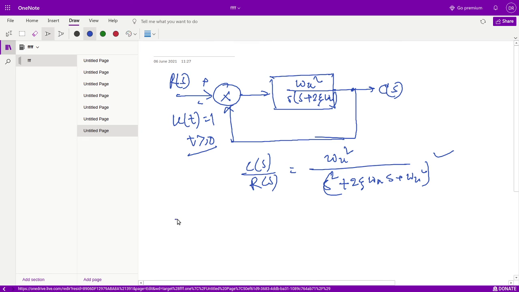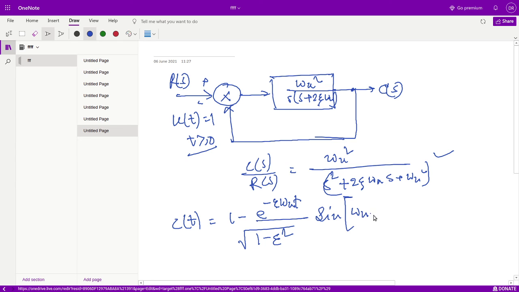The final expression is c(t), applying the inverse Laplace transform. So now c(t) equals 1 minus e to the power minus zeta omega n t, divided by the square root of 1 minus zeta square, times sin of omega d t plus tan inverse of square root of 1 minus zeta square by zeta. In this video I will not show the proper calculation. I just jump ahead and show the final expression.